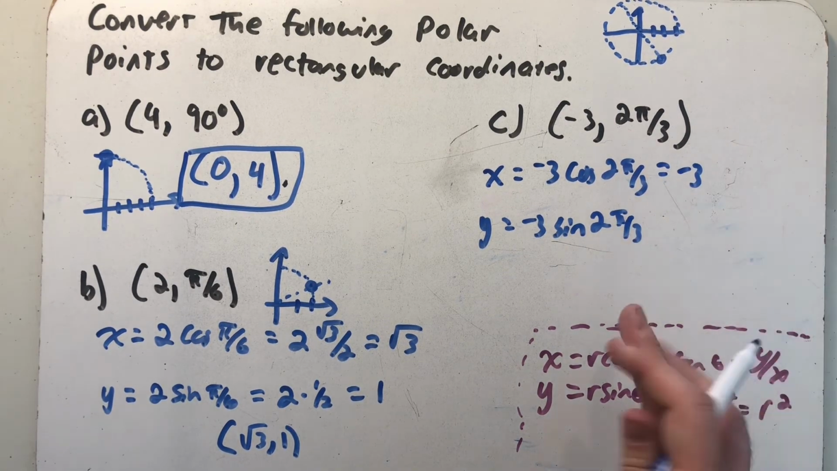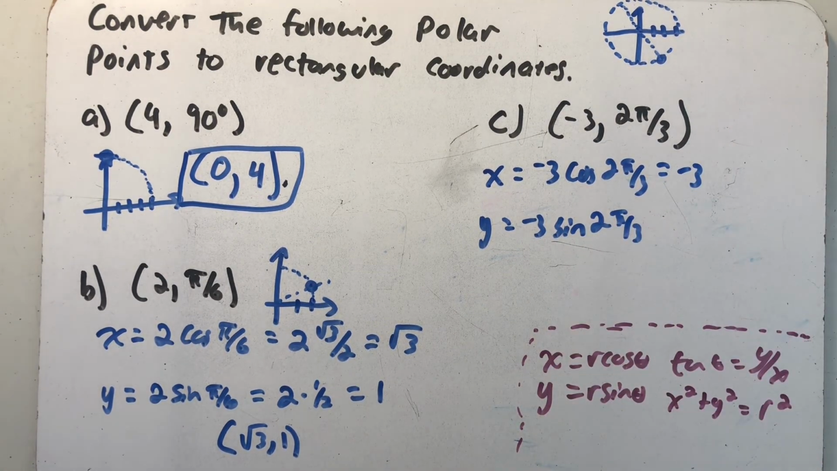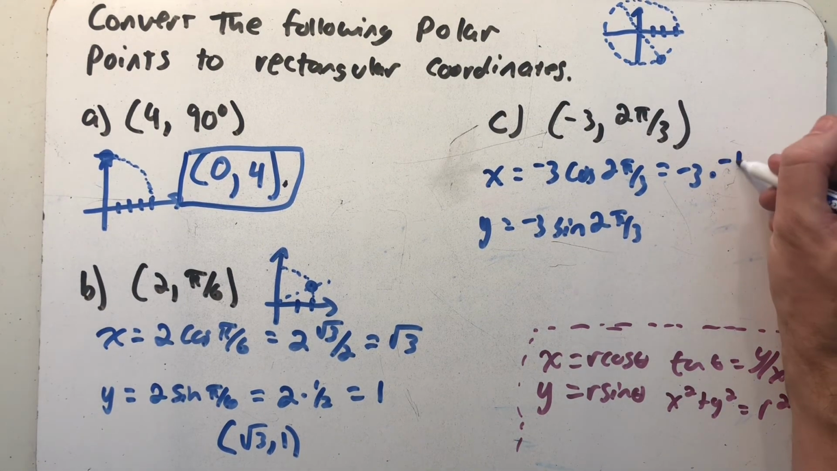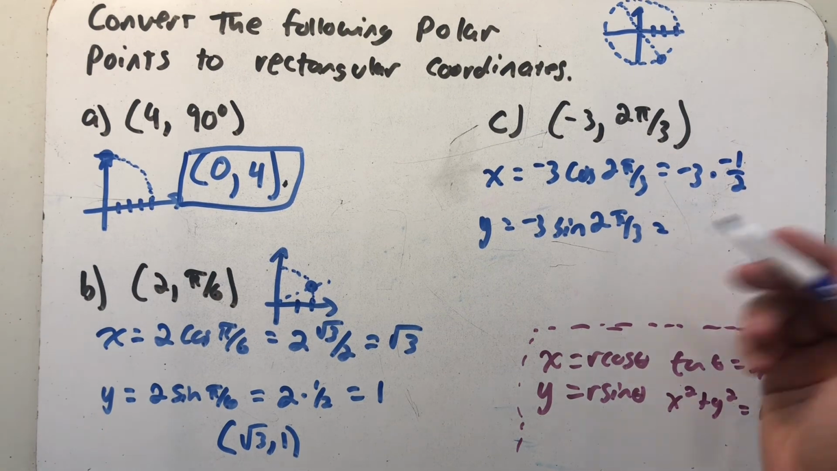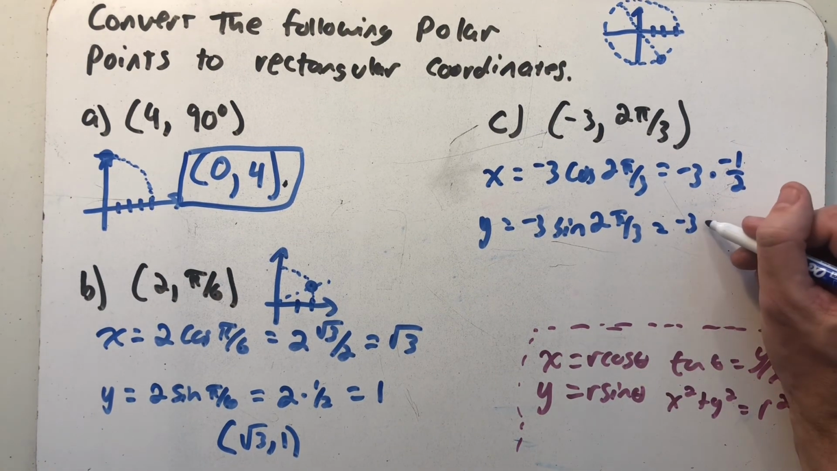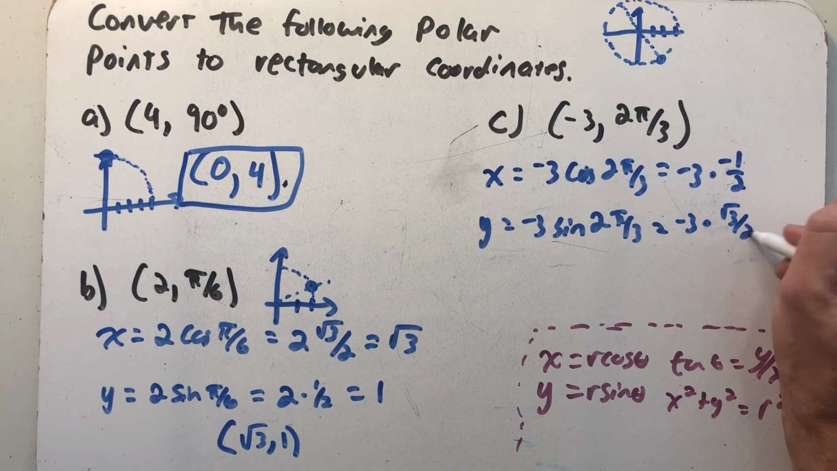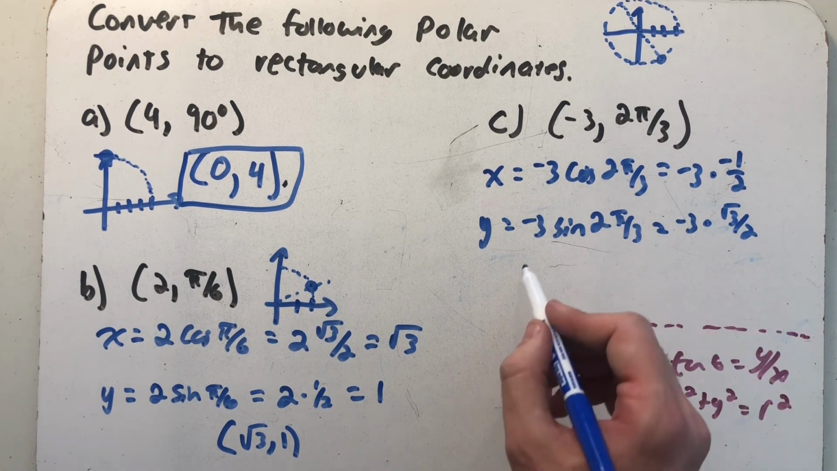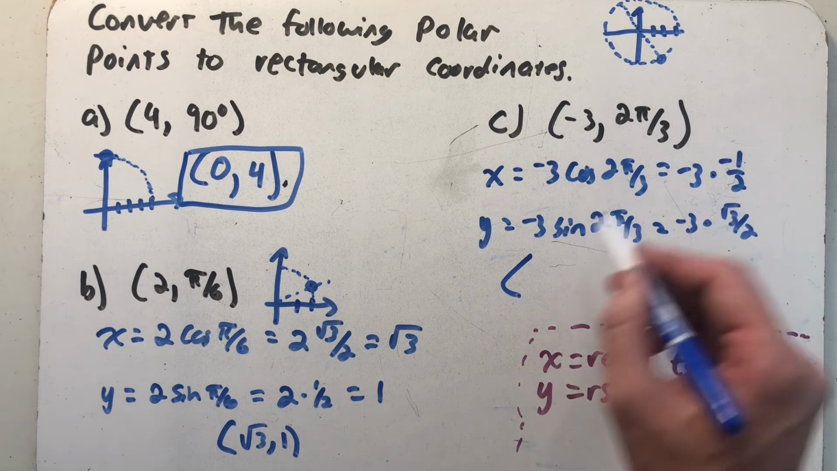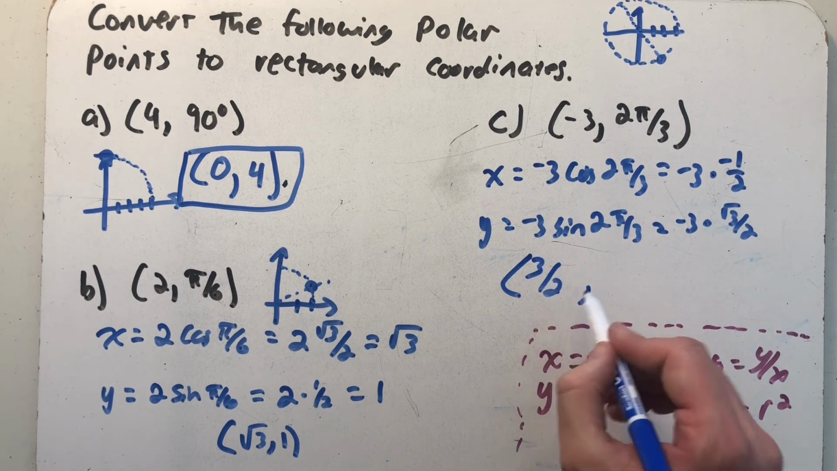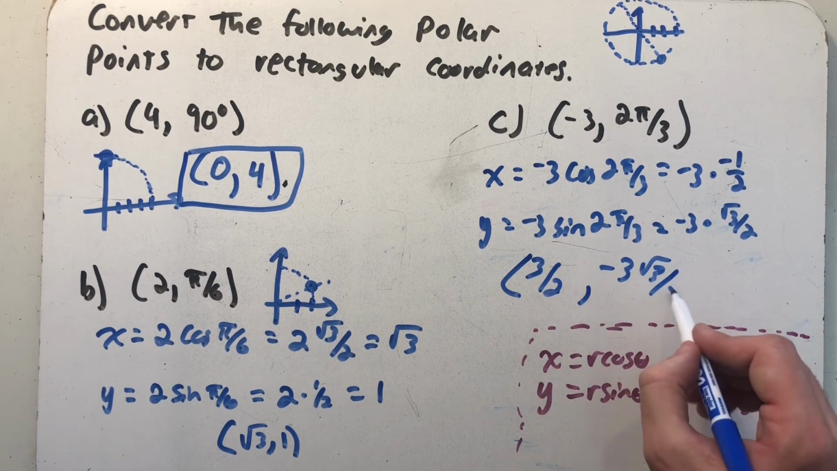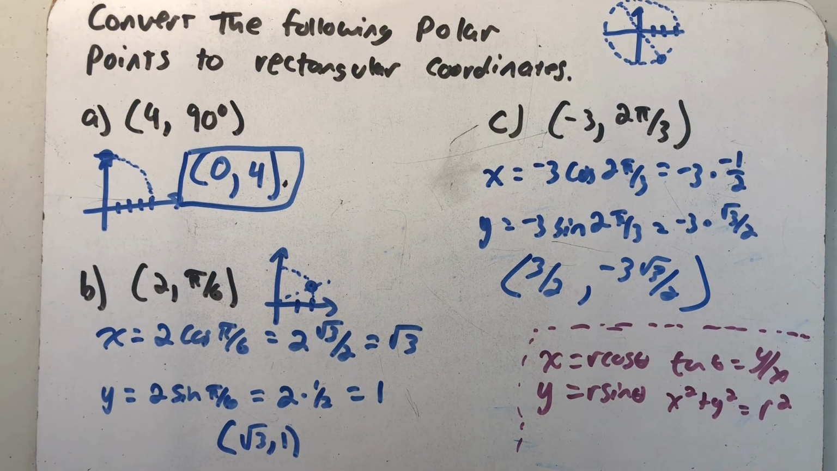All right, so now I have minus 3 times the cosine of 2 pi thirds. Well, the cosine of 2 pi thirds is minus 1/2. And the sine of 2 pi thirds is root 3 over 2. So all I now need to do is think about how this works. So let's see, 3/2 and minus 3 root 3 over 2. And there's my nice happy rectangular coordinate.